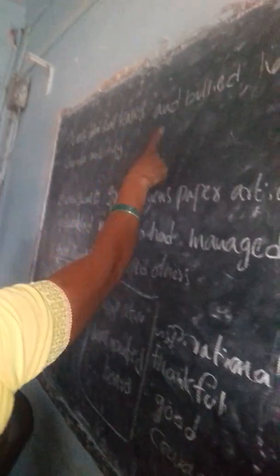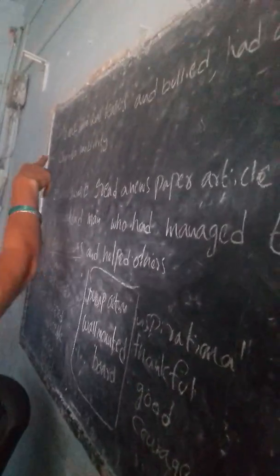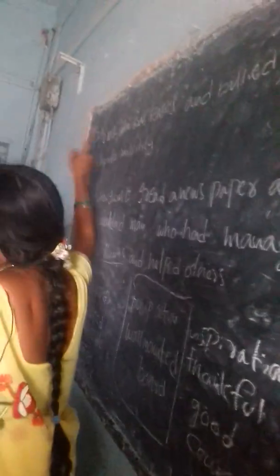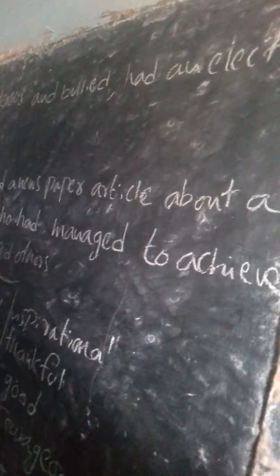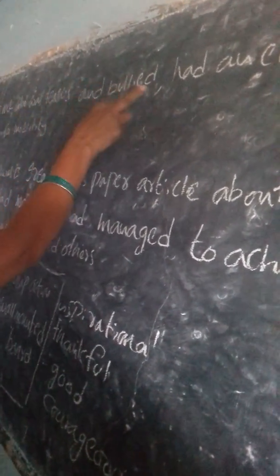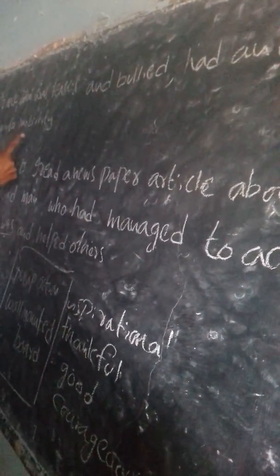Comma. Who was teased and bullied? Nick. Nick was teased and bullied. Here Nick had an electric chair for mobility. That is the actual sentence. So which is the main clause or subordinate clause? Subordinate clause? Not this. Nick had an electric chair for mobility. That is the main clause.